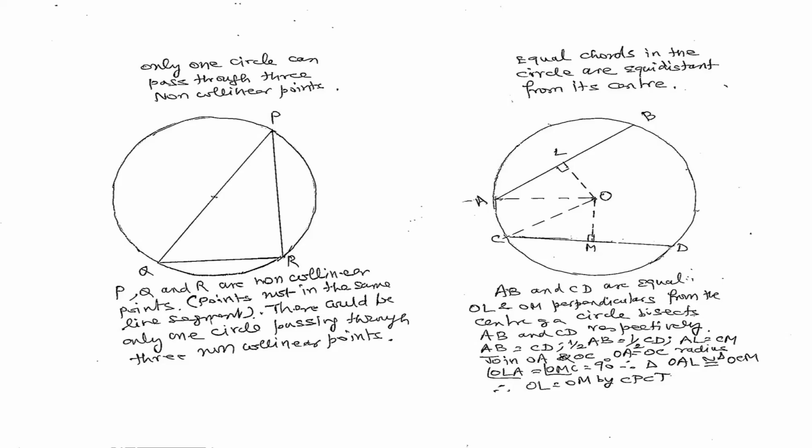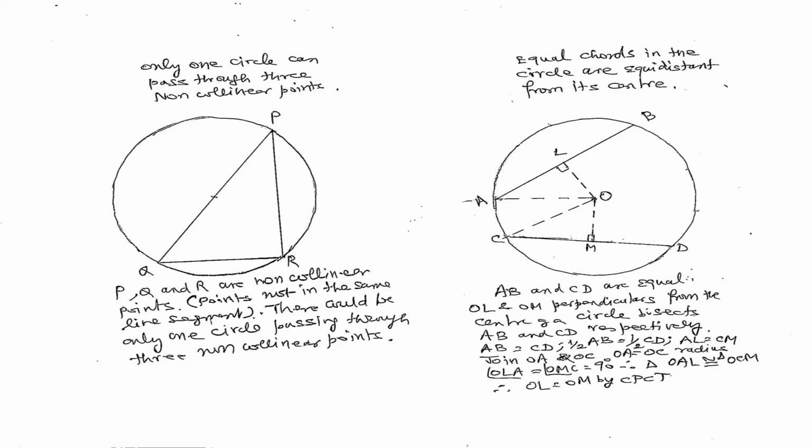On the right side, equal chords in a circle are equidistant from its center. AB and CD are equal chords. OL and OM, the perpendiculars from the center of the circle, bisect AB and CD respectively. Therefore, AB is equal to CD, half AB is equal to half CD, so AL is equal to CM. Join OA and OC by construction. OA is equal to OC, being radii.